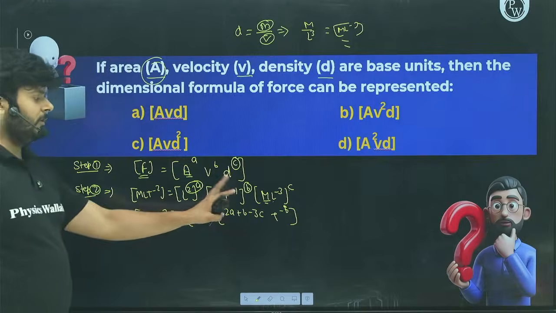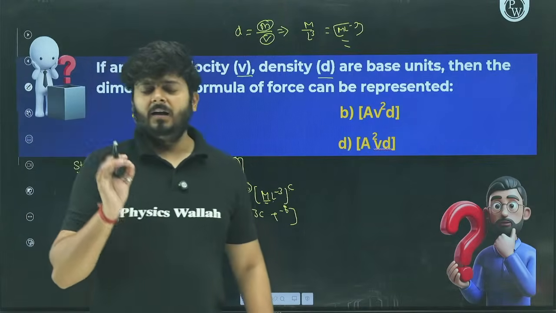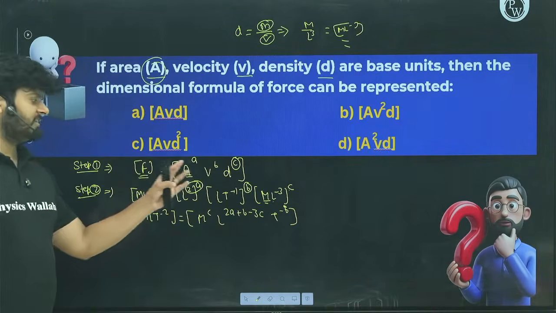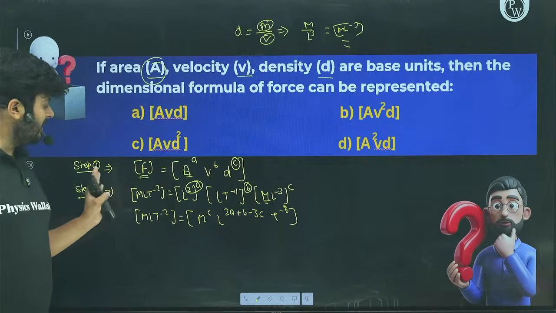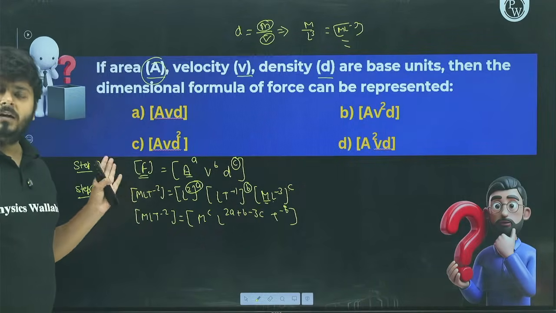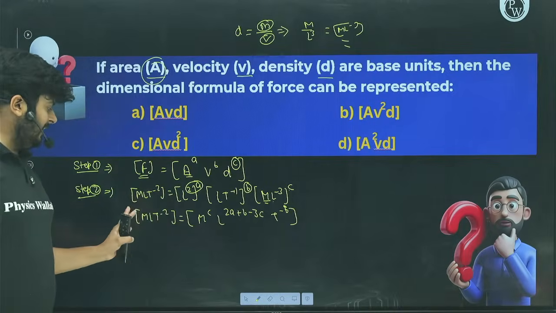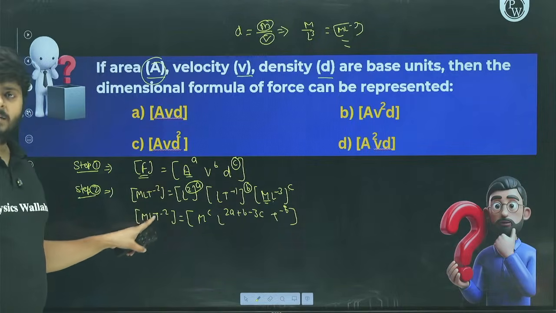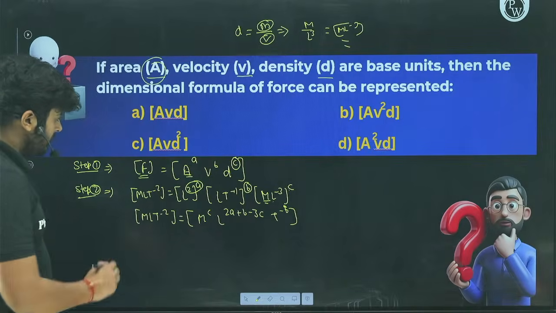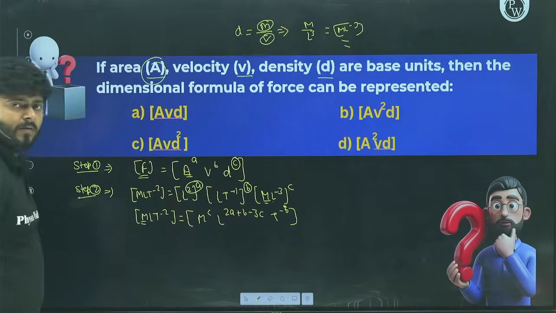So this is the first step: to relate this set of physical quantities, you assume the relation is this. In the second step, you put the usual dimensional formulas. Then on both sides, since they are separated by an equals sign, they must have the same dimensional formula. So on the left side, the power of M is 1.